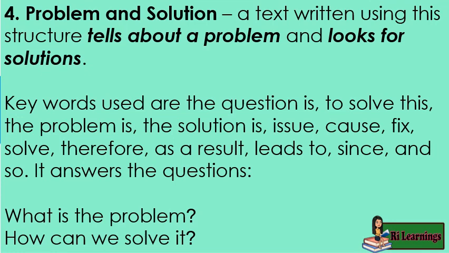Four. Problem and solution. A text written using this structure tells about a problem and looks for solutions. Keywords used are the question is, to solve this, the problem is, the solution is, issue, cause, fix, solve, therefore, as a result, leads to, since, and so. It answers the questions. What is the problem? How can we solve it?